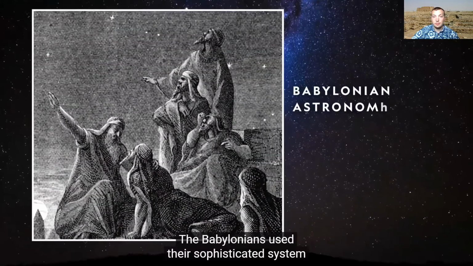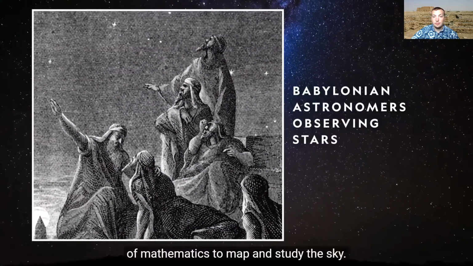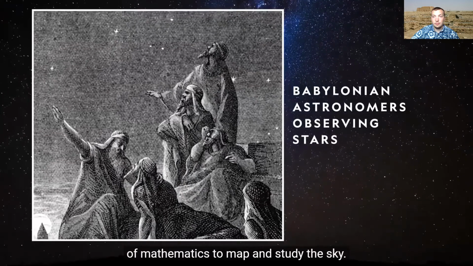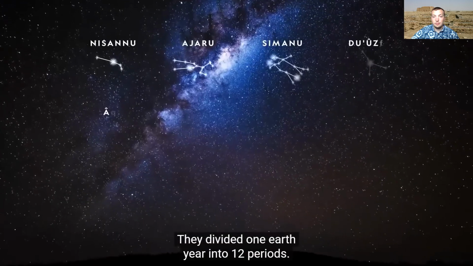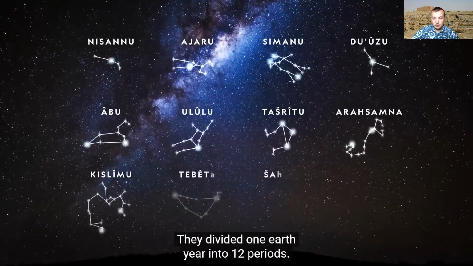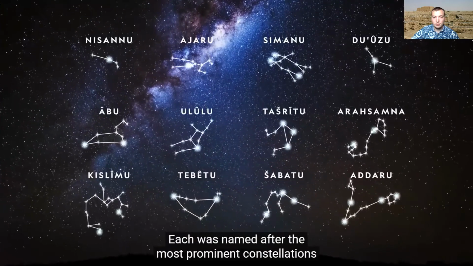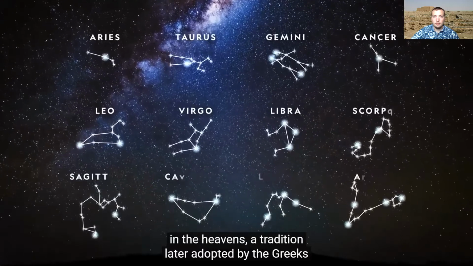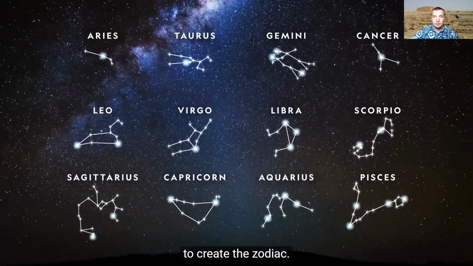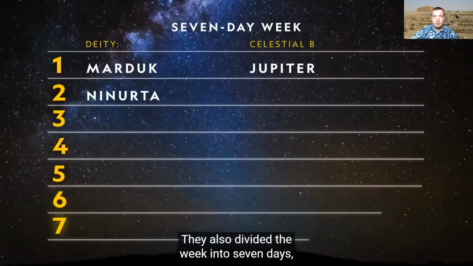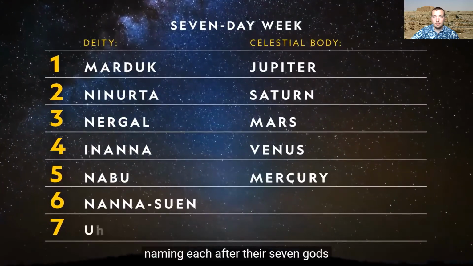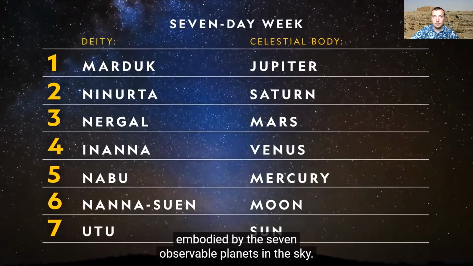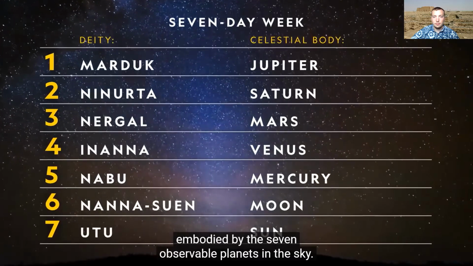The Babylonians used their sophisticated system of mathematics to map and study the sky. They divided one Earth year into 12 periods. Each was named after the most prominent constellations in the heavens, a tradition later adopted by the Greeks to create the zodiac. They also divided the week into 7 days, naming each after their 7 gods embodied by the 7 observable planets in the sky.